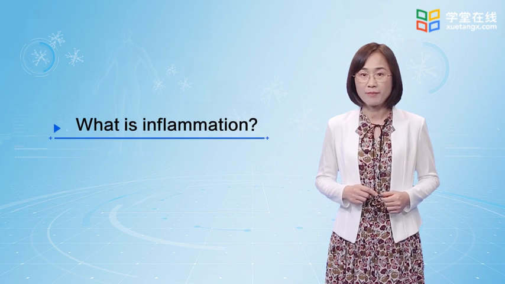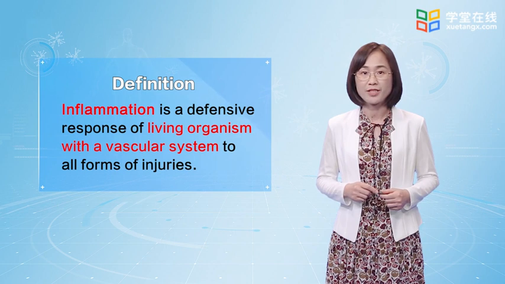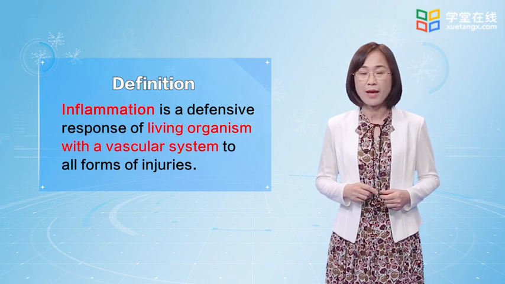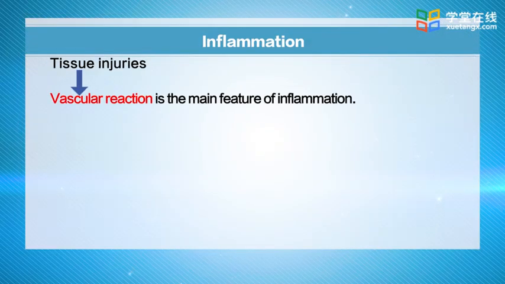So, what is inflammation? It is a defensive response of living organisms with a vascular system to all forms of injuries. Tissue injuries trigger the body's inflammatory reaction. But this cannot happen in dead organisms and those without vascular systems. Why? Because vascular reaction is the indispensable component of the inflammatory process. Tissue injuries rapidly cause vascular reaction.